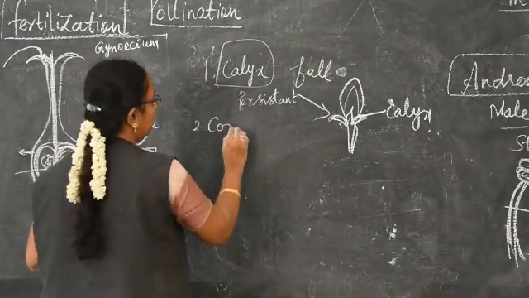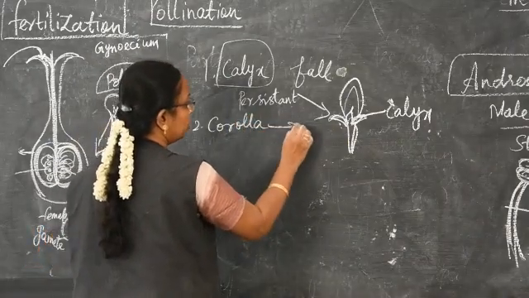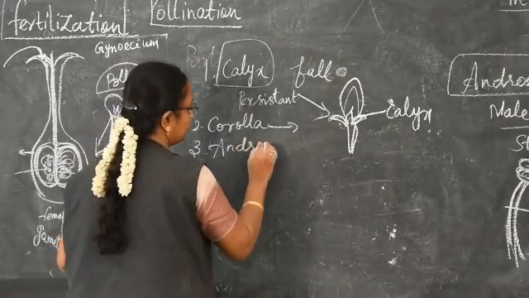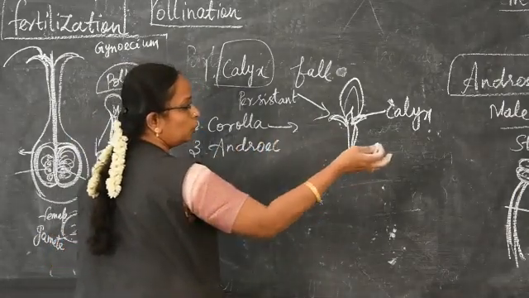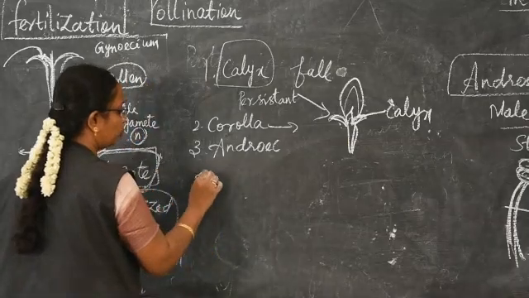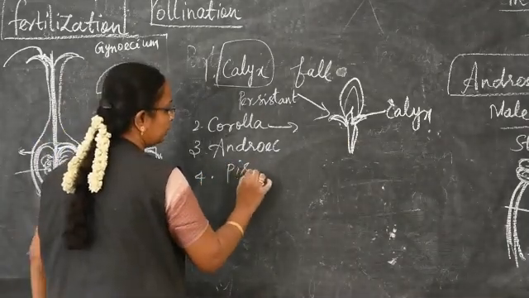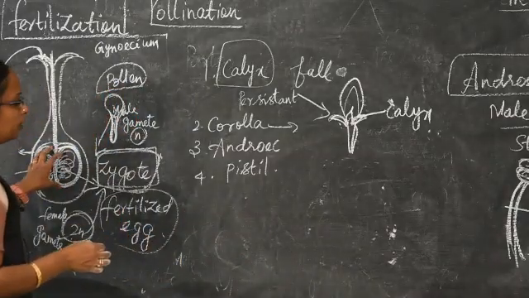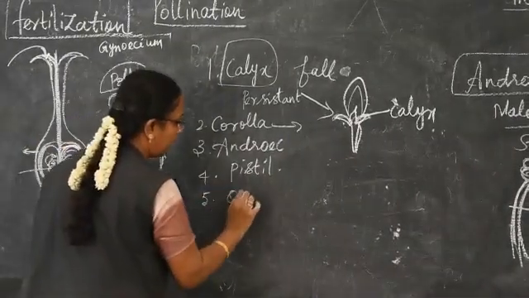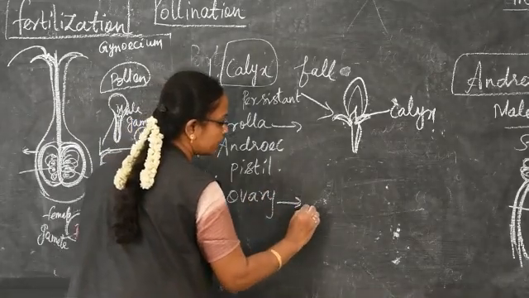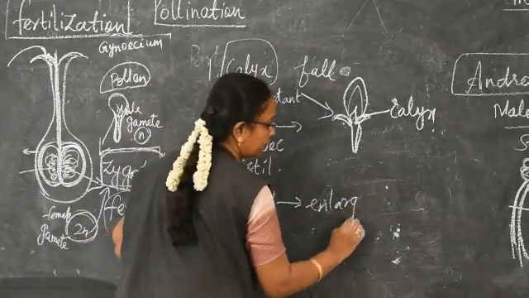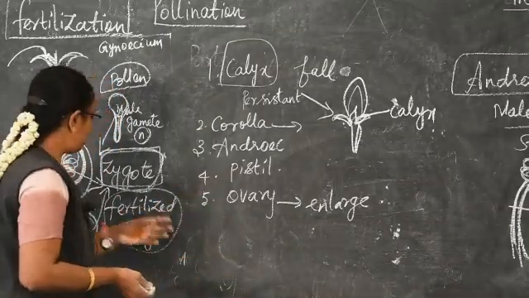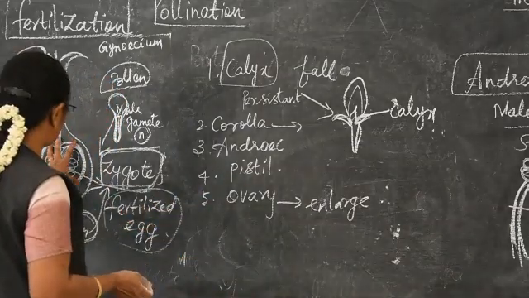Then the corolla withers off, it will fall from the plant, from the flower. The androecium withers off, it will fall. So no anther will be seen. Then only the pistil or the gynoecium will remain, and then it is the ovary that alone remains, and it will enlarge in size for the development of the seed.